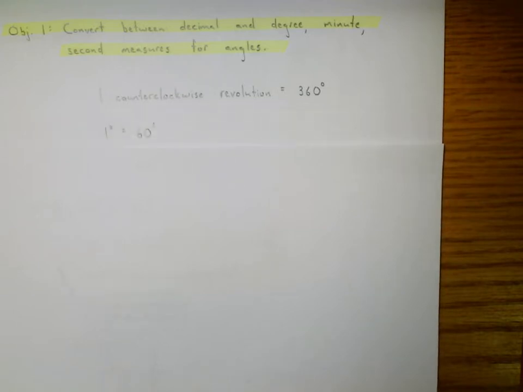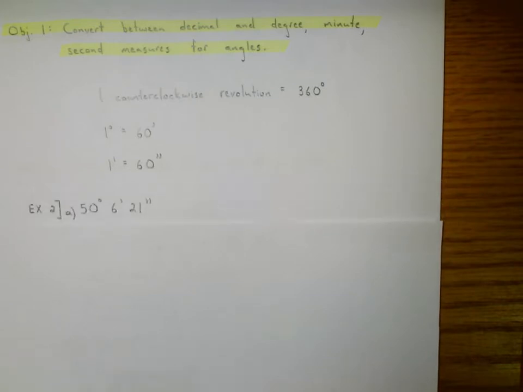If we want to break one of those degrees down further, we break degrees into minutes. 1 degree is 60 minutes. And please don't confuse minutes of time with minutes of angle measure, even though the number 60 is common in both of those. Breaking down our minutes further, 1 minute can be broken into 60 seconds. Again, this is not a measurement of time. Okay? These are just fractions of degrees.